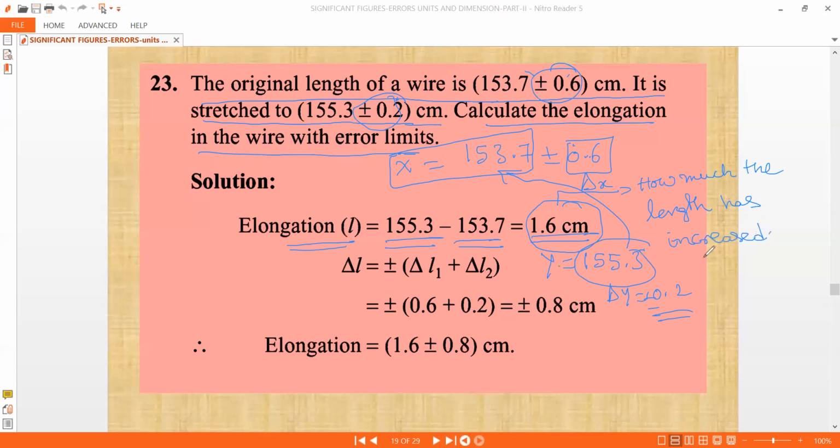This tells us how much the length has increased. And now, what is the maximum possible error? It is the sum of the both errors. So the first error is 0.6. So that is written here. And the second error is 0.2. That is written here. You have to add up these two. So which is 0.8. So the variations can be between plus or minus 0.8.